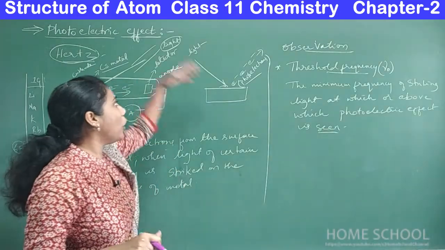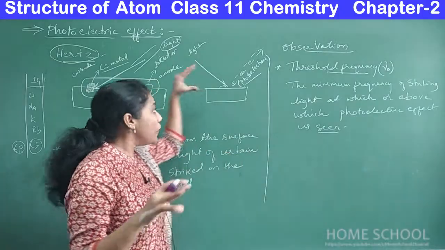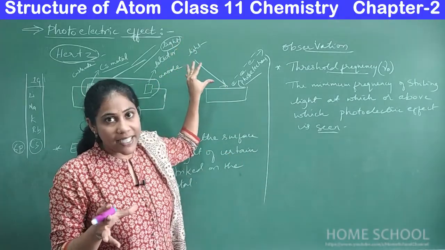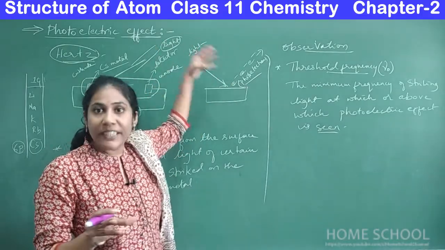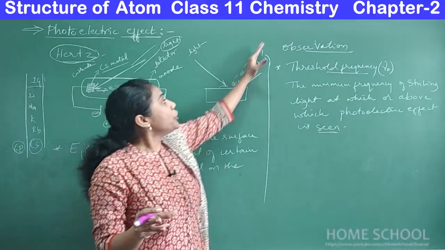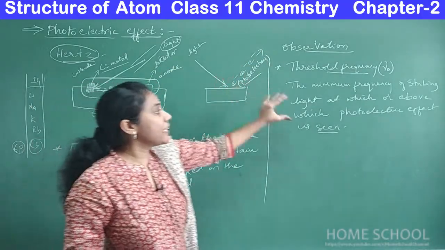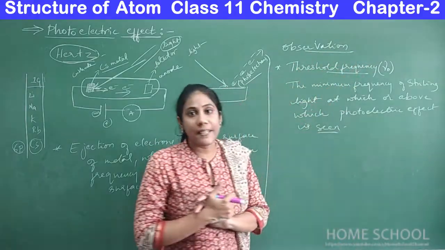You know, at all frequencies you will not observe this ejection of electrons. For a particular metal, there is a light with a suitable frequency. Only when you strike with that frequency, photoelectrons are ejected outside. And that minimum frequency we will call the threshold frequency.